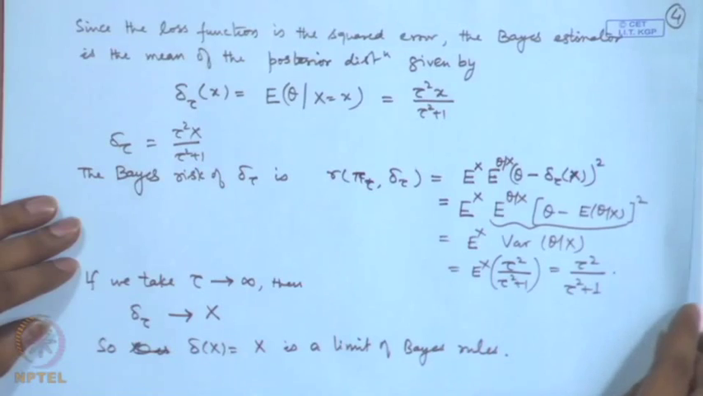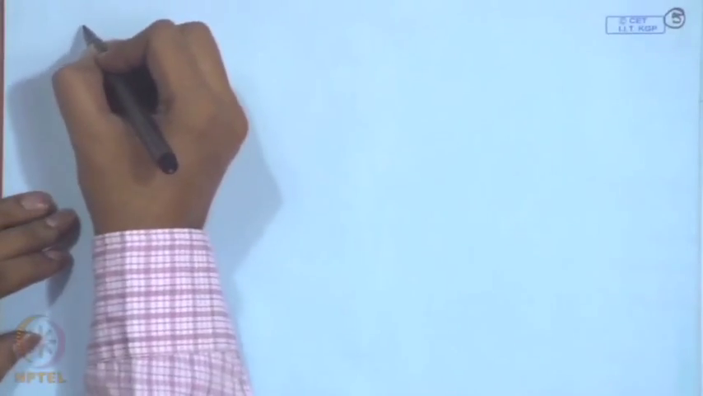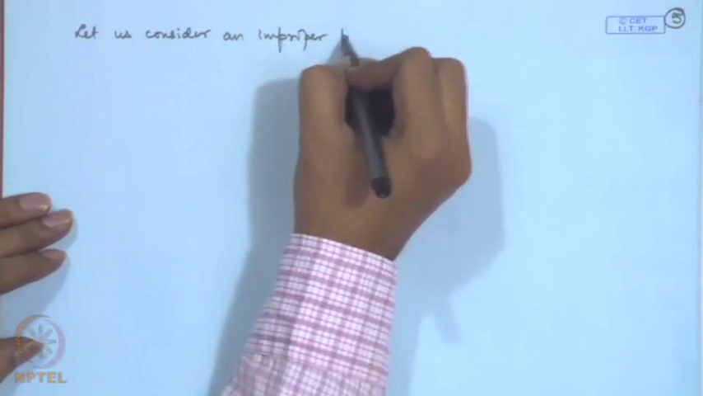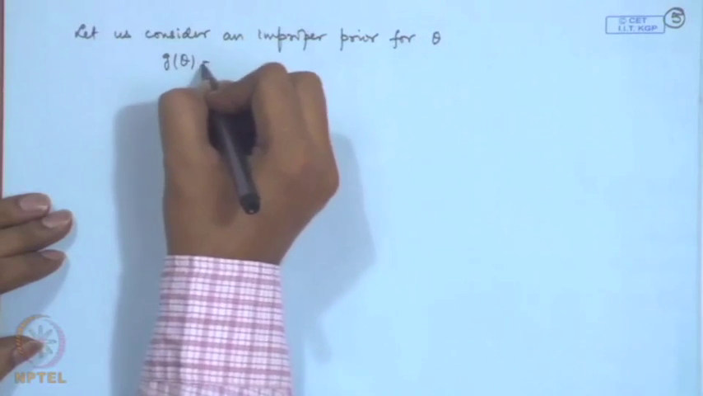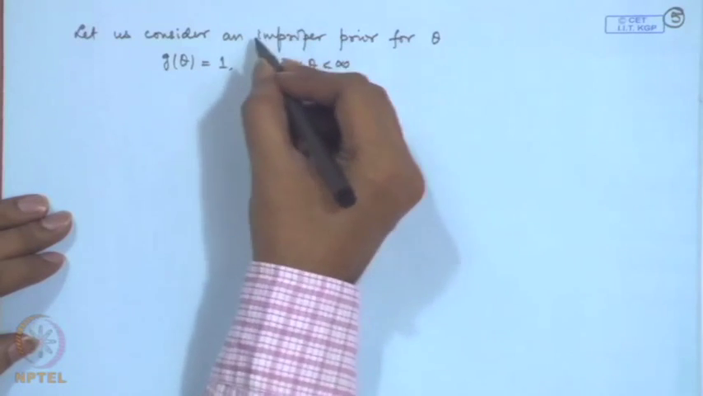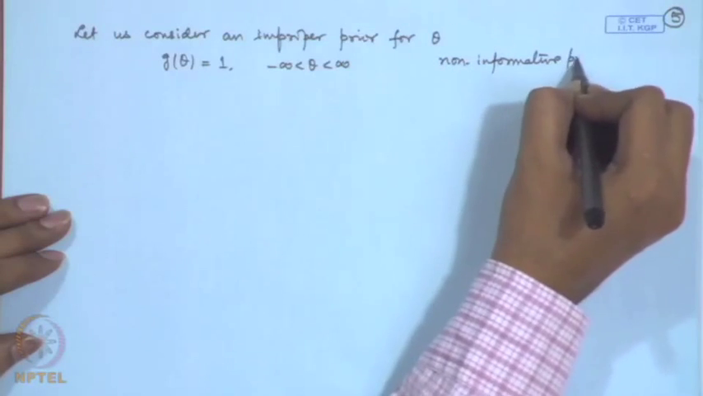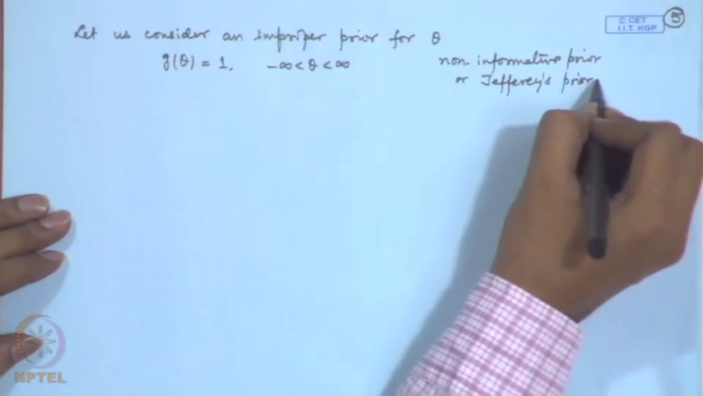Now, let me also illustrate the concept of generalized Bayes rules and extended Bayes rules, etc. Let us consider an improper prior for theta, and we consider g(theta) equal to 1 for minus infinity less than theta less than infinity. This is nothing but the Lebesgue measure actually. In popular terminology this is called a non-informative prior, or in this particular case it is a Jeffreys prior, named after Jeffreys. Jeffreys proposed that the non-informative prior should be taken as proportional to the Fisher information.